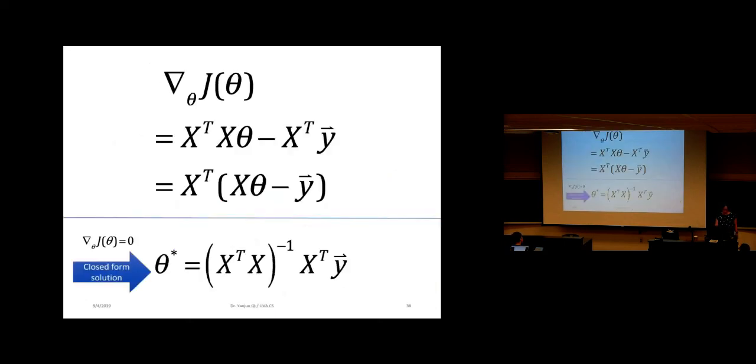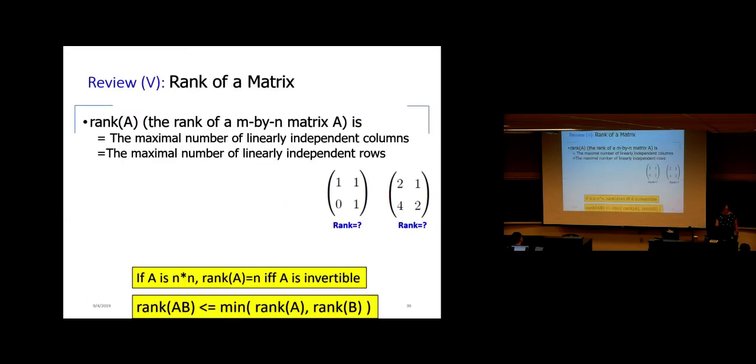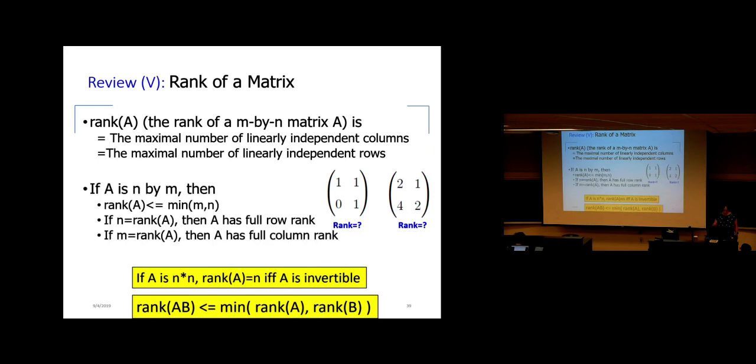All right, so we have all this closed form solution now. I actually have a few slides about the ranks. Feel free to read them if you're not very clear on how the rank of a multiplication is the minimum of each.